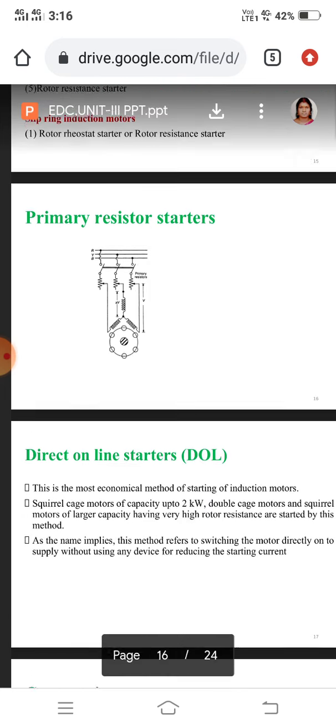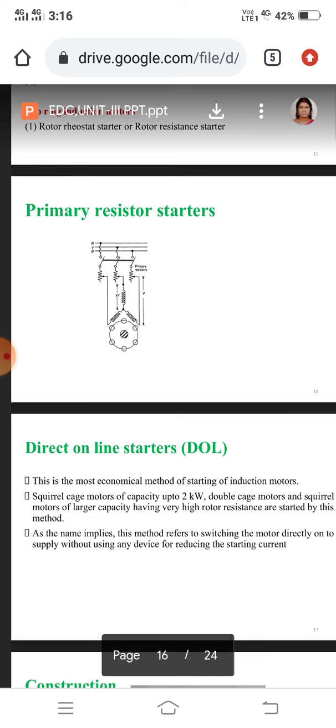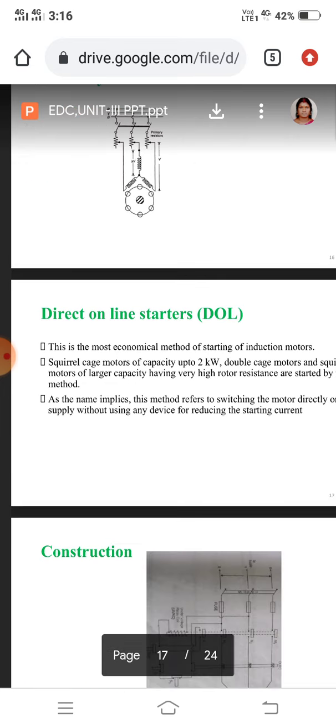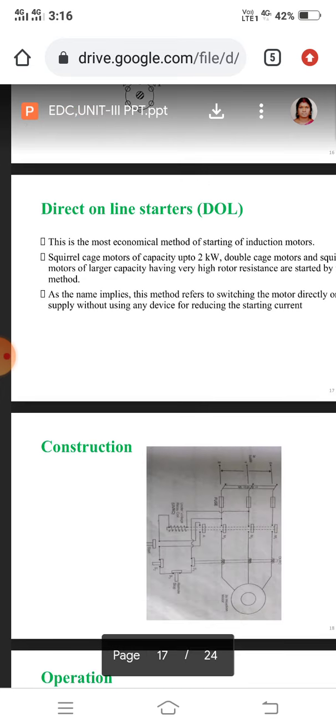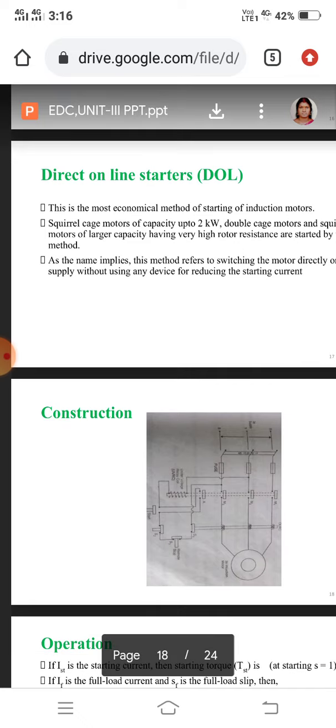Next, the direct online starter, another name is DOL starter. Here, the supply is connected directly with the motor. In parallel, each and every phase has an under voltage coil. This under voltage coil keeps the input voltage safe.